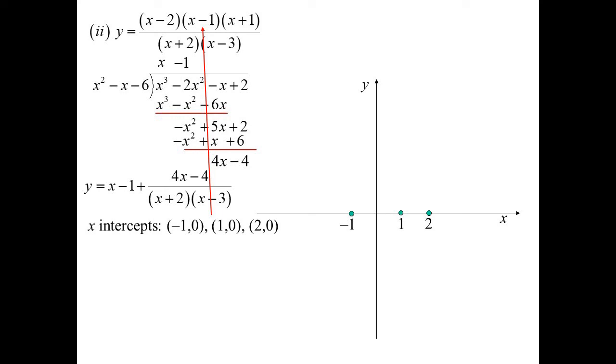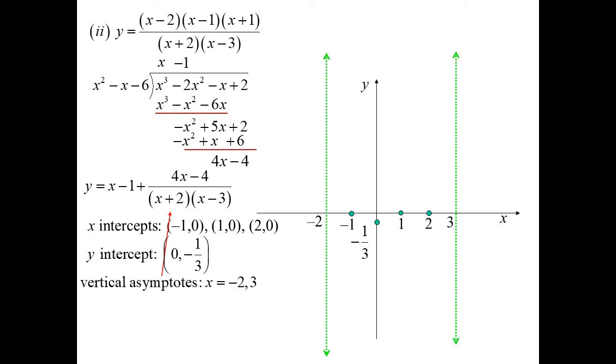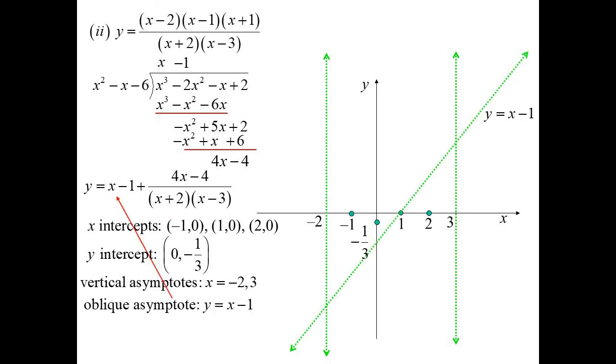X-intercepts, I'll go back to the original one. Top of the fraction must equal 0. So I know we've got them at minus 1, 1, and 2. Y-intercept, sub in 0, we end up with minus a third. Vertical asymptotes, bottom of the fraction. So we can't have negative 2 or positive 3. Let's draw those in. In this case, we've got an oblique asymptote. So it'll be y equals x minus 1.